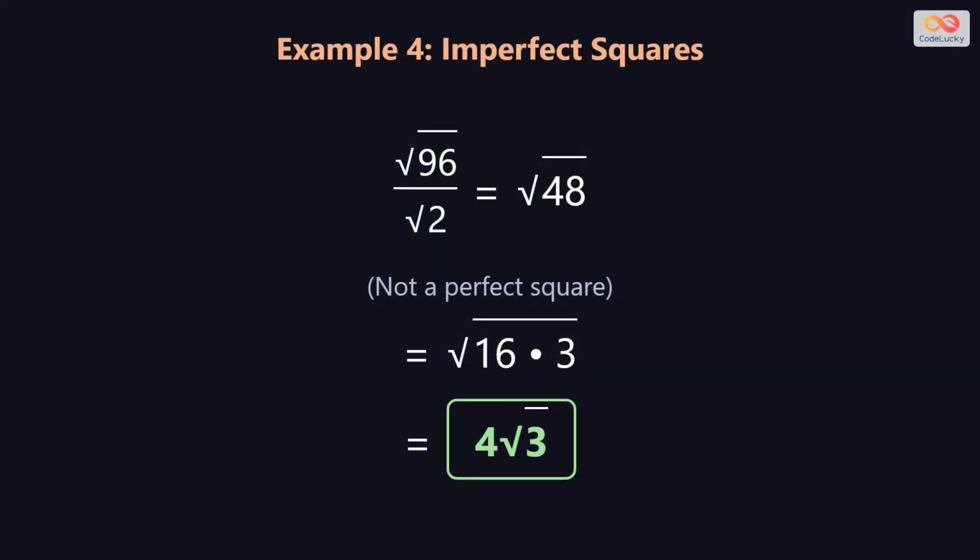Sometimes the numbers don't clean up perfectly, and that is okay. Take the square root of 96 divided by the square root of 2. Combine them to get the square root of 48. 48 is not a perfect square, so we are not done. We can break 48 into 16 times 3. The square root of 16 comes out as 4, and the 3 stays inside. So our final answer is 4 times the square root of 3.